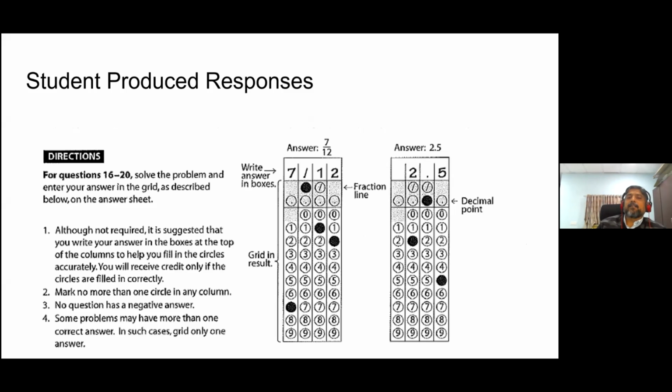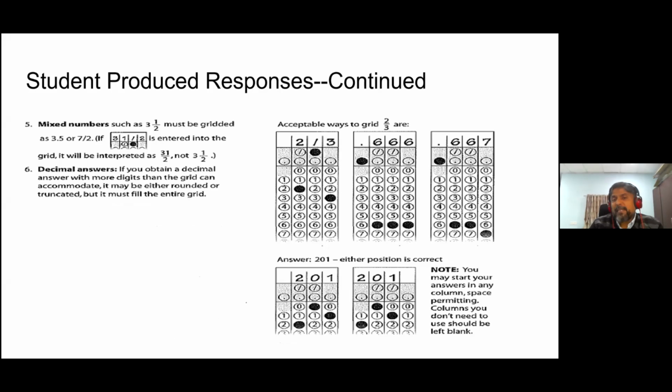So these are the basic instructions that you would also see on your question booklet. As you can see, you can enter all your answers which are fractions or even decimals very easily in the spaces that have been provided in the question booklet. For example, here you can see 7/12, or if you have to enter 2.5, you can enter it like this. All mixed fractions have to be converted to improper fractions. So 3 1/2 is not allowed. You have to make it 7/2 or 3.5. That would be allowed. You can start from any position; as long as you end within the space provided, it would be counted as a correct answer.